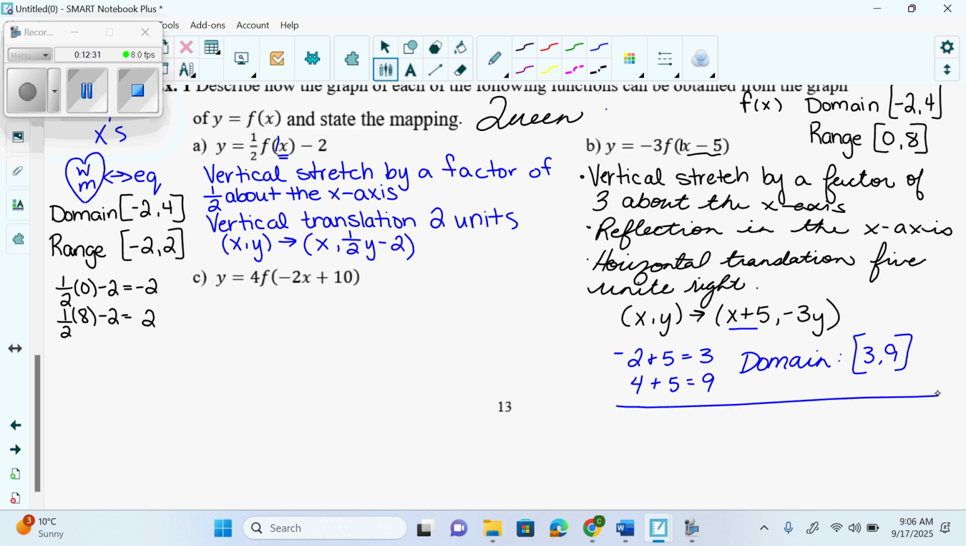Okay, then my range, I'm going to go 0 and 8. Negative 3 times 0 is 0. Wait a second, that stayed the same. Why did it stay the same? Because when we multiply by 0, it's not going to change. And then negative 3 times 8 is negative 24. So it's substantially stretched. Range: I'm going to go 0 to negative 24, because that's the order in which they came out.